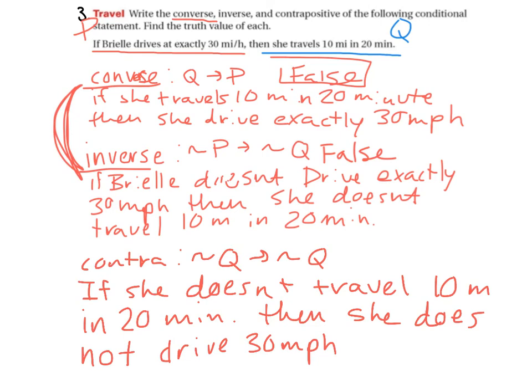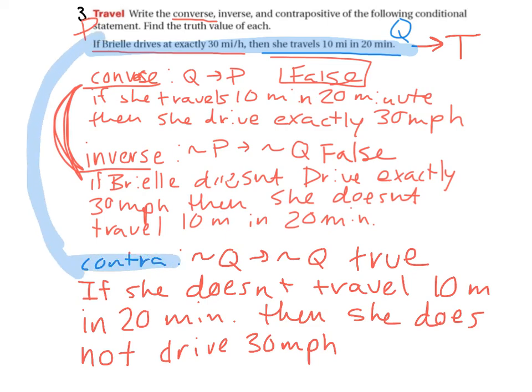So let's say she doesn't travel 10 miles in 20 minutes. So she's traveling 0 miles in 20 minutes, okay? She's not traveling 10 miles. Then she would not be driving 30 miles per hour. If she was going 0 miles, she's not driving 30 miles per hour. So then it would be true. And you can also tell because the conditional statement is true, and the conditional statement and the contrapositive are logically equivalent statements. So if the first one's true, then the contrapositive is also true.